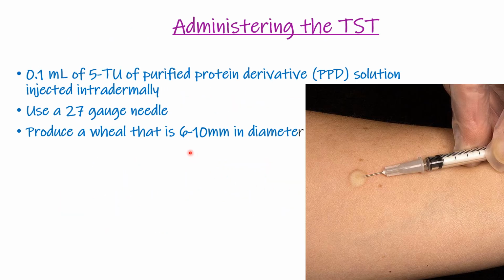So how do we administer the test? You take 0.1 ml of the purified protein derivative solution and inject it intradermally. At what angle do you inject it? At a 5 to 15 degree angle. You use a 27 gauge needle, and it produces a 6 to 10 mm in diameter wheal. This is what we're talking about.